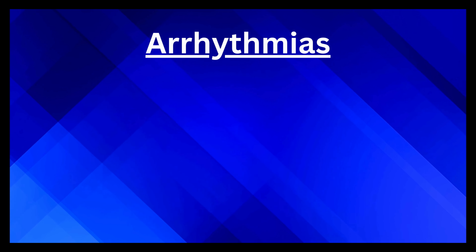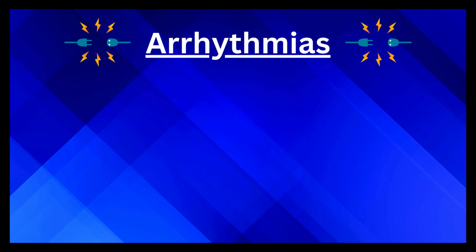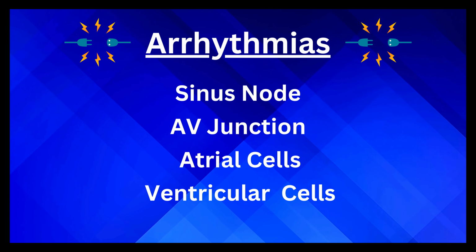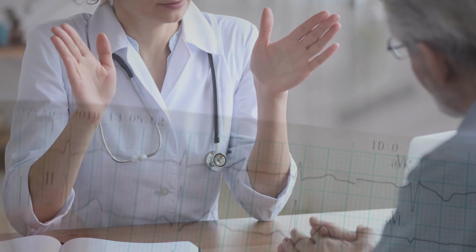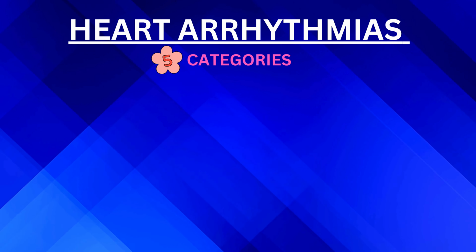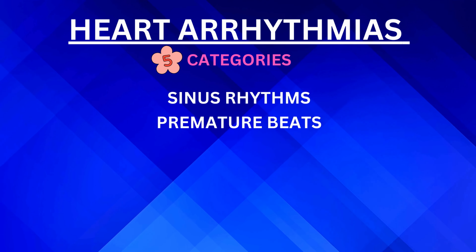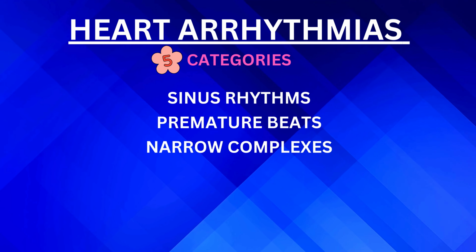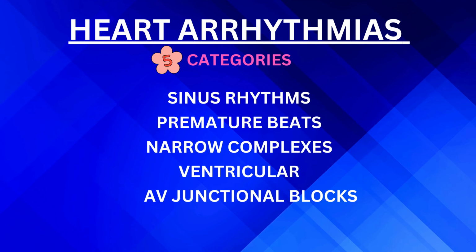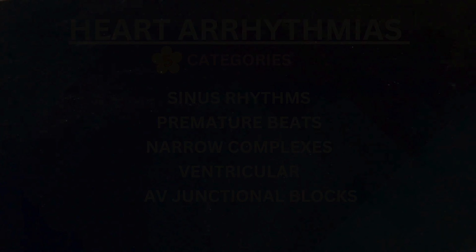Arrhythmias often begin in the following areas: the sinus node, the AV junction, the atrial cells, and the ventricular cells. And while the specific cause of arrhythmias can remain unknown, the treatment depends on the type of arrhythmia that has developed. Today we will delve into the 5 main categories of heart arrhythmias: sinus rhythms, premature beats, narrow complexes, ventricular, and AV junctional blocks. So now let's visit each one and break things down a little further.